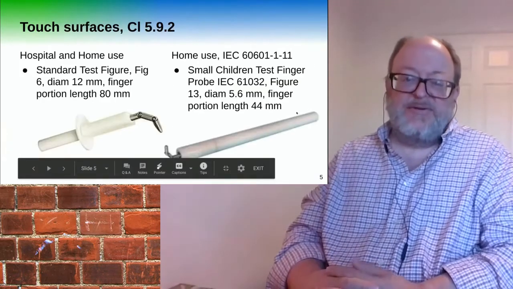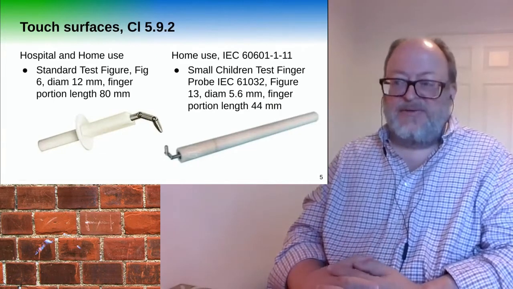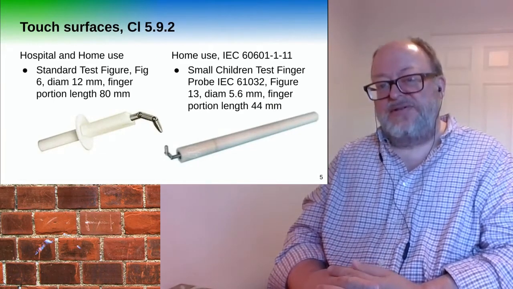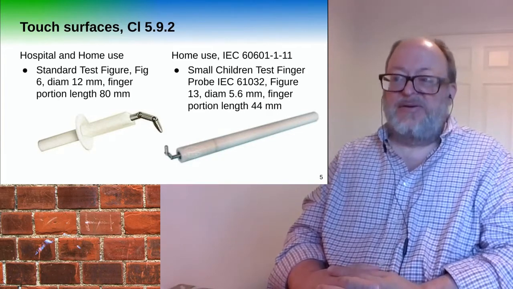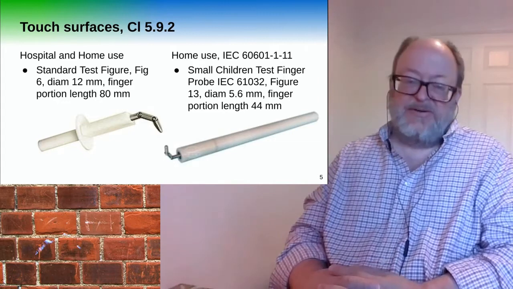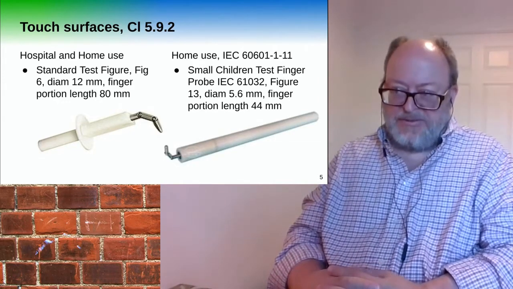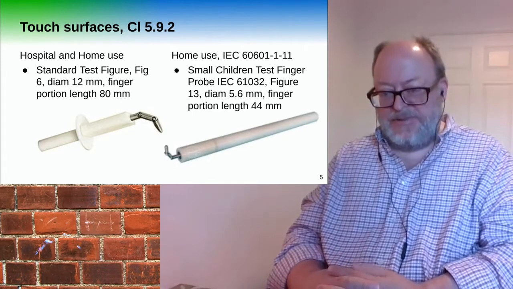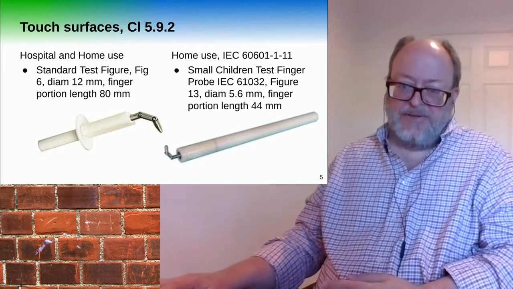Touch surfaces. Formally, we use the standard test finger to figure out what's touchable. It's rather obvious in most cases, so we don't always need the finger, but that's the formal process there. Home use, the 1-11, there is a small child test finger in addition to the regular finger.